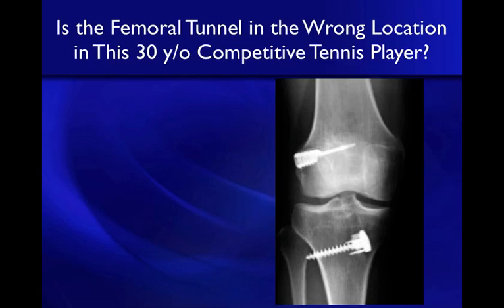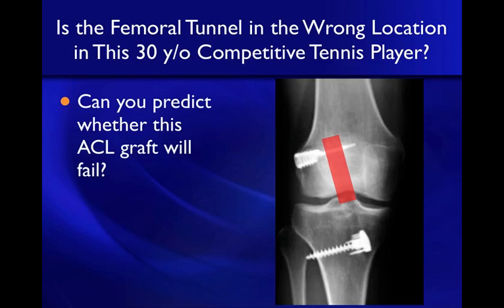And so here's an example of this. This is a patient of my own. And when I saw this patient come back at 8 years, I was concerned because I looked at this femoral tunnel. It seemed to be in the wrong location in this 30-year-old competitive tennis player. And the question arises, by looking at this radiograph, can you predict whether this ACL graft will fail?